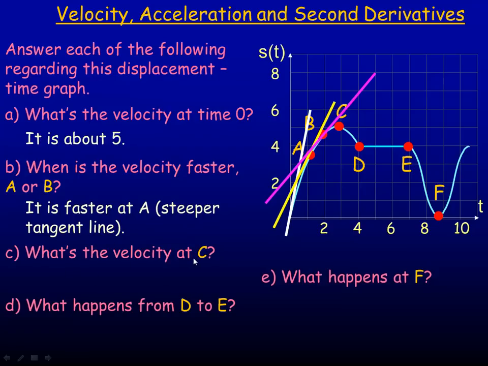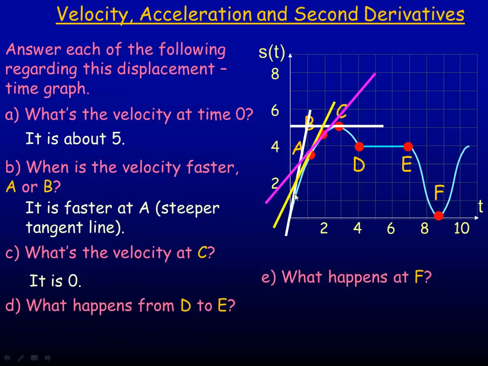Next, we're asked, what's the velocity at C? Well, at C, that's a maximum point. So if we draw the tangent line, it's completely horizontal, so that has a slope of 0, which means that the object is stopped. The velocity at C is 0 because there's a horizontal tangent line which has a slope of 0.